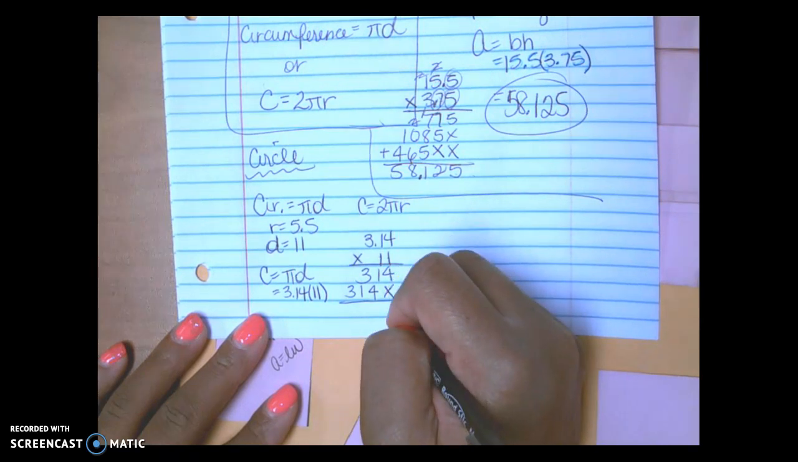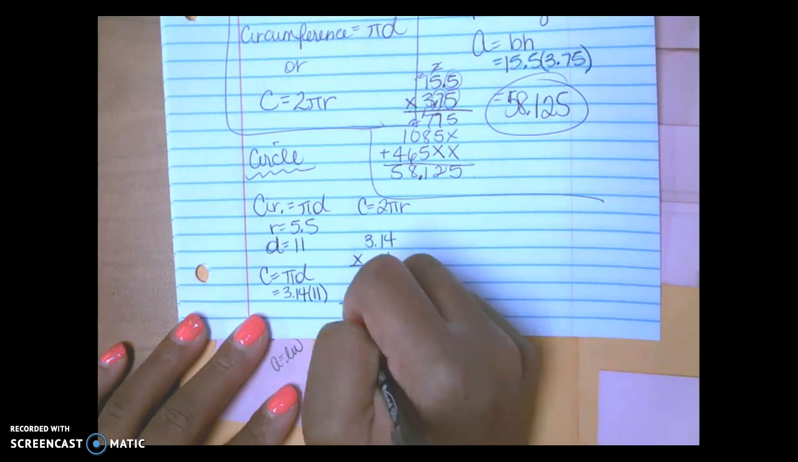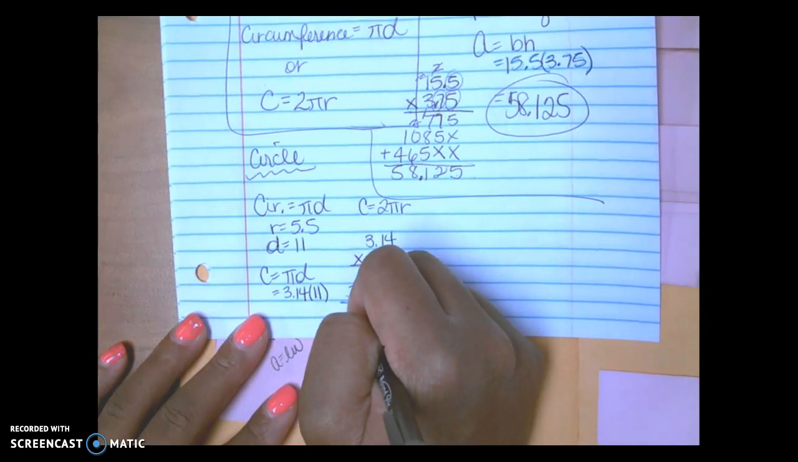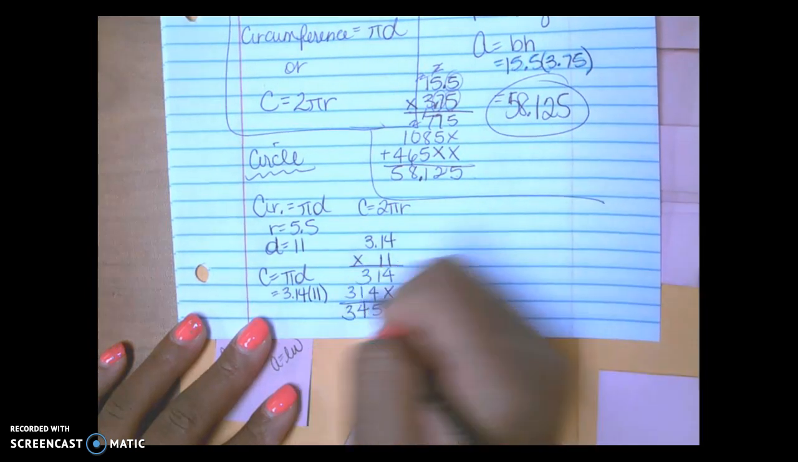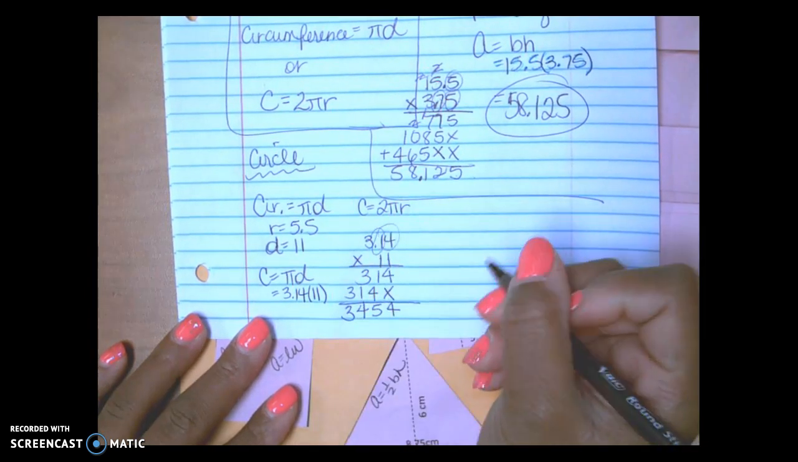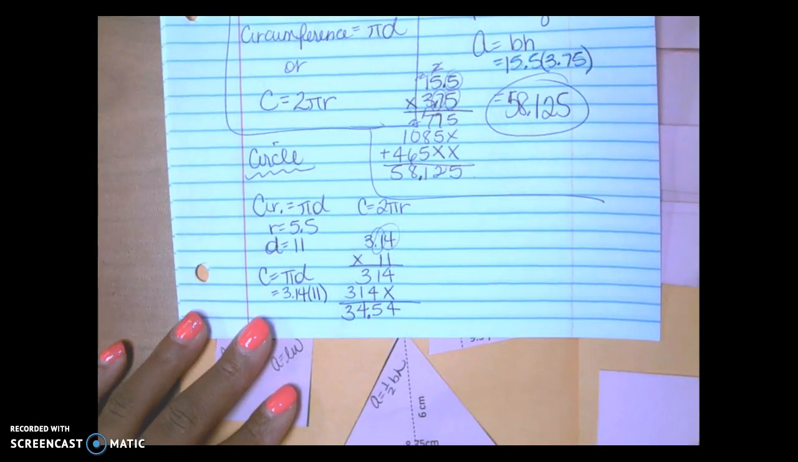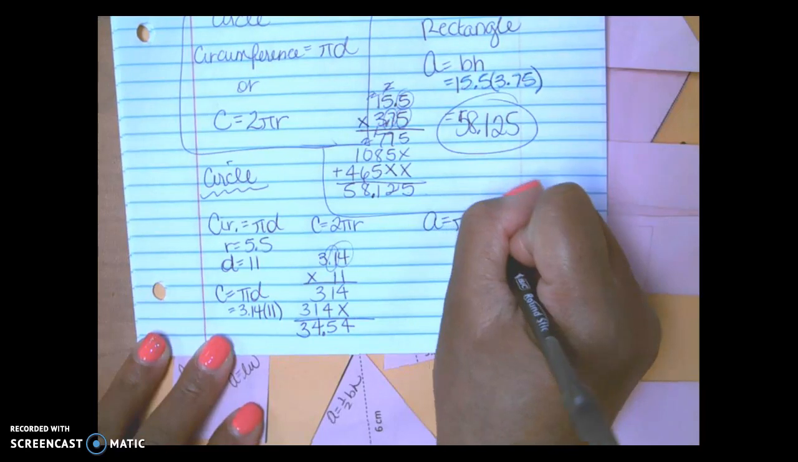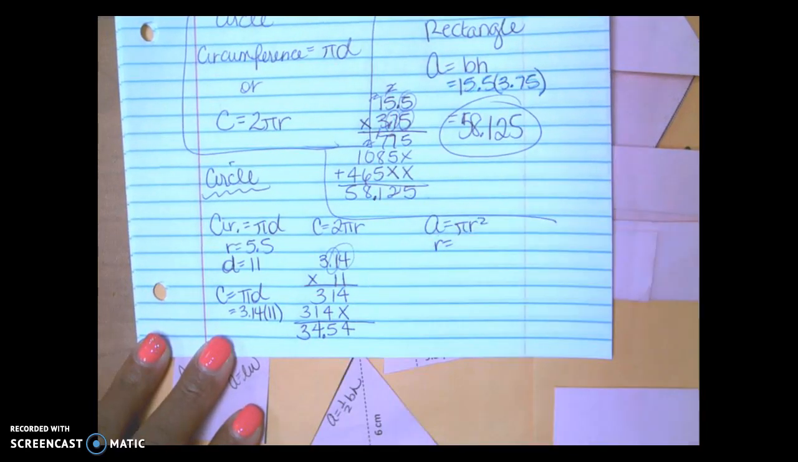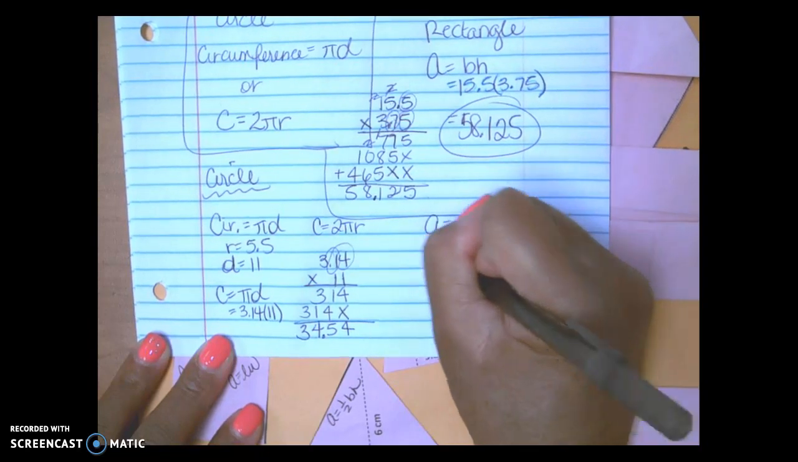Add 4 plus 0, 4 plus 1, 3 plus 1, 3 plus 1, and 3 plus 0. How many numbers after the decimal? 34.54 is my circumference. Now I need the what? Area. Pi r squared. What is r? 5.5. What is r squared?